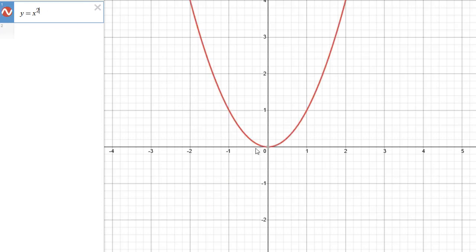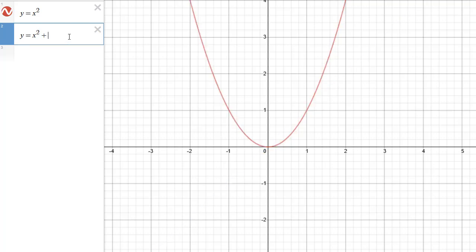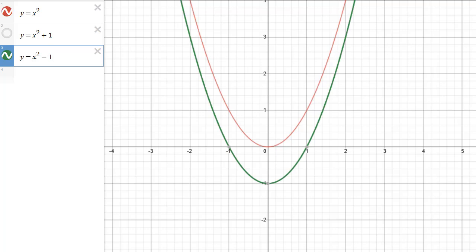Okay, so there we have our parabola opening up at 0, 0 down here. And if I want to shift it up, I just add the amount I want to shift it by to the function. So y equals x squared plus 1 just shifts it up by 1. If I want to shift it down by 1, I would do y equals x squared minus 1. And now it shifts it down.